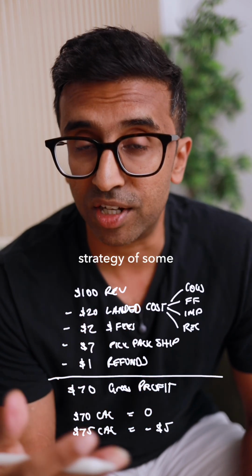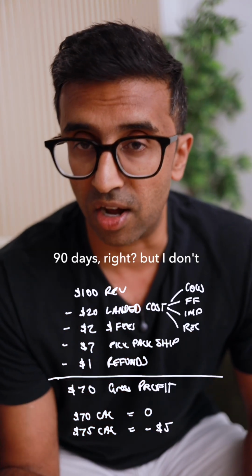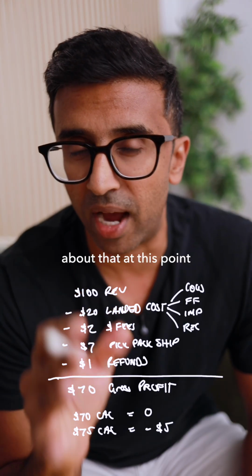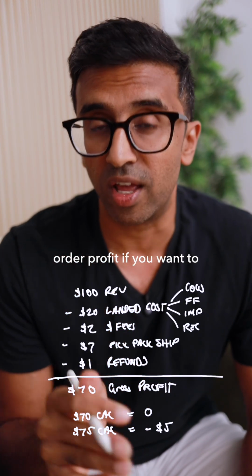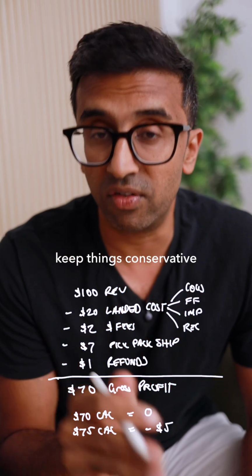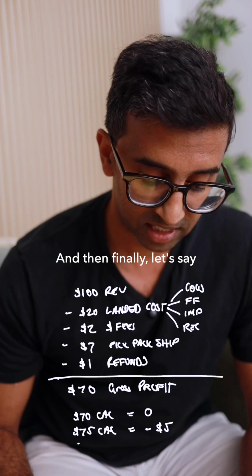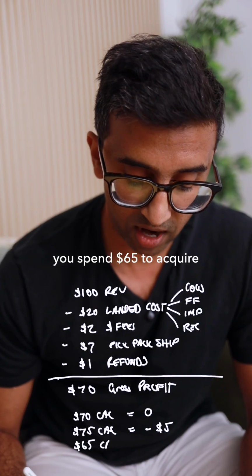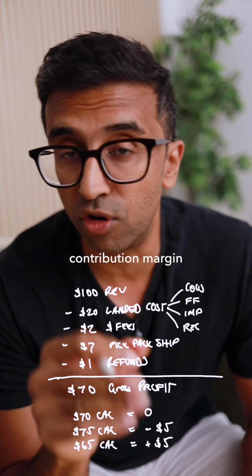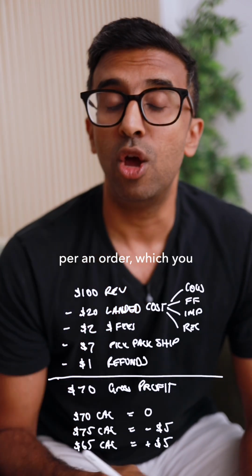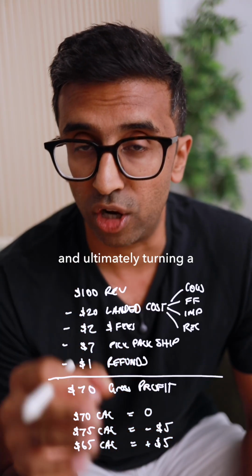Now that's a deliberate strategy of some businesses because they expect to recoup that loss over the next 30 to 60 to 90 days, right? But I don't recommend you worry about that at this point in time. I recommend you focus on healthy first order profit if you want to keep things conservative and if you want to be able to scale aggressively from the beginning. And then finally, let's say you spend $65 to acquire a customer, then you're going to generate $5 of contribution margin per order, which you contribute to meeting your fixed operating expenses and ultimately turning a net profit.